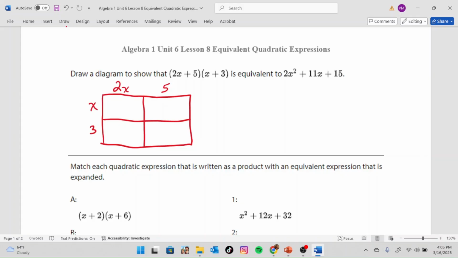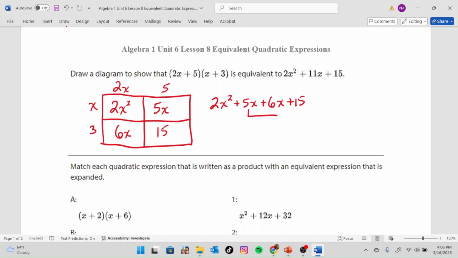So 2x times x would be 2x squared. 2x times 3 would be 6x. 5 times x is 5x. And 5 times 3 would be 15. Now we're going to add all of these together. So we have 2x squared plus 5x plus 6x plus 15.